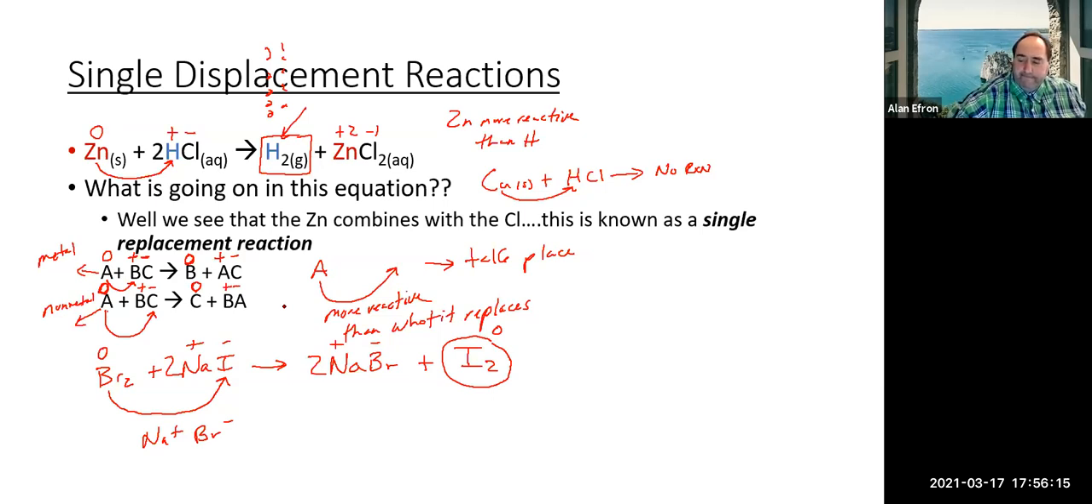Yeah. I'm getting kind of confused. This seems like a lot. Can you explain it a little slower one more time? For the single replacement reaction? Yeah. Yeah.